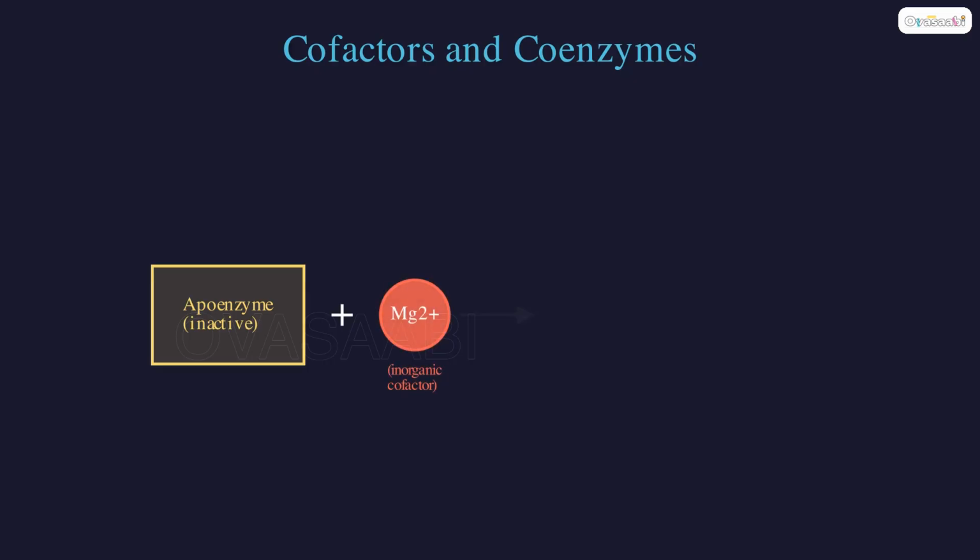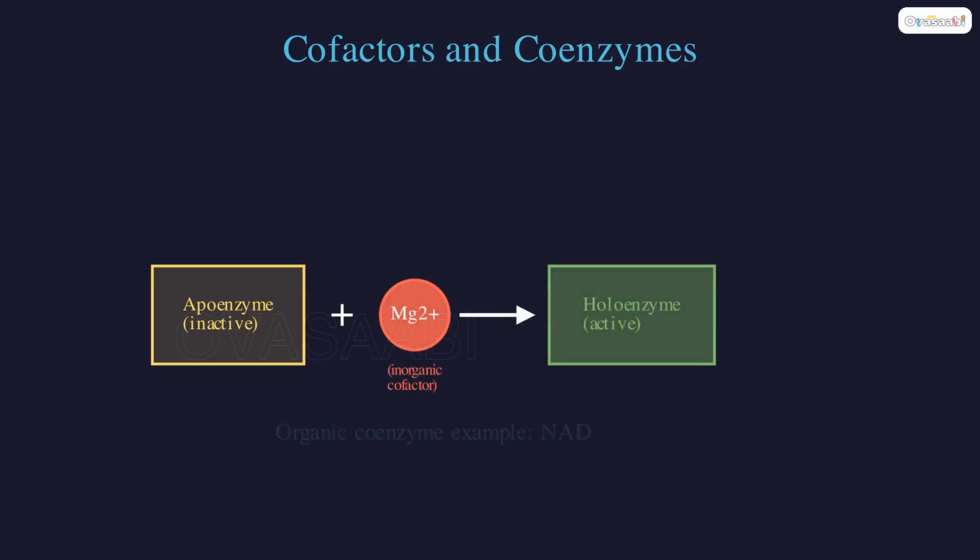Some enzymes need helpers called cofactors. Inorganic ions like magnesium or organic coenzymes like NAD activate the enzyme. An apoenzyme plus cofactor equals holoenzyme.